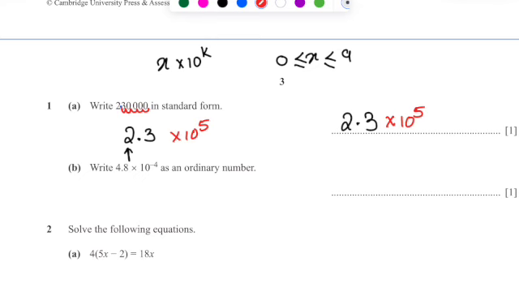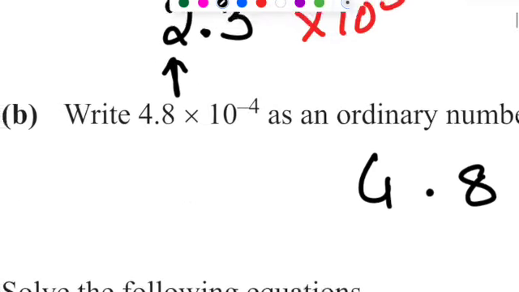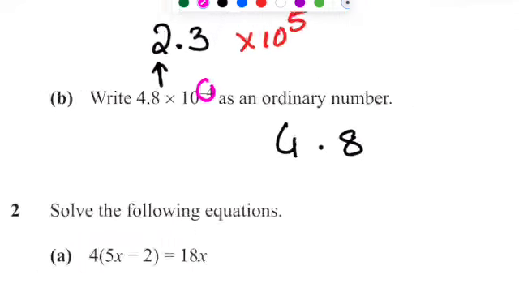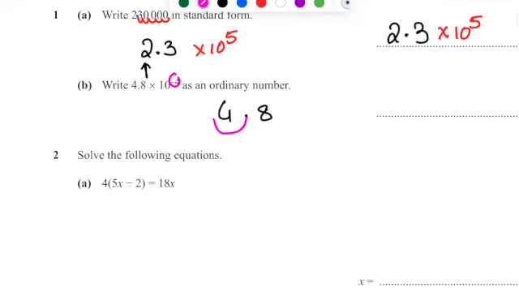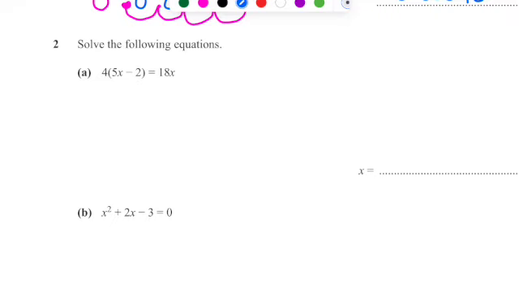Next, 4.8 times 10 to the power of negative 4 in ordinary form. So it is 4.8, and it is 10 to the power of negative 4. It is negative 4, so it means the point has to go 4 digits backwards. 1, 2, 3, 4. So the point has to be over here, 0, 0, 0. So the answer has to be 0.00048.